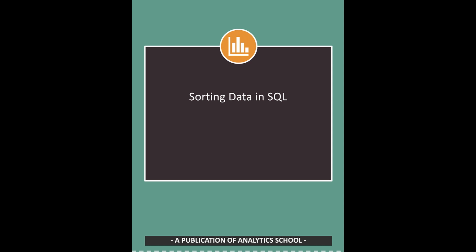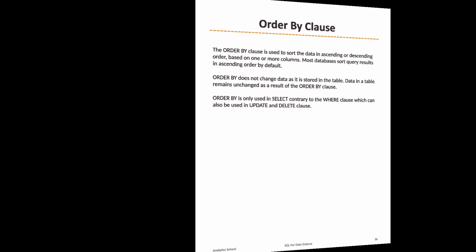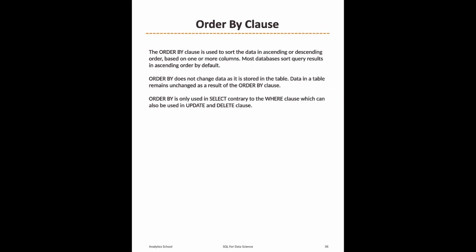Today we are going to talk about sorting data in SQL. Data in SQL can be sorted using the order by clause. The order by clause is used to sort the data in ascending or descending order based on one or more columns. Most databases sort the result set in ascending order by default.